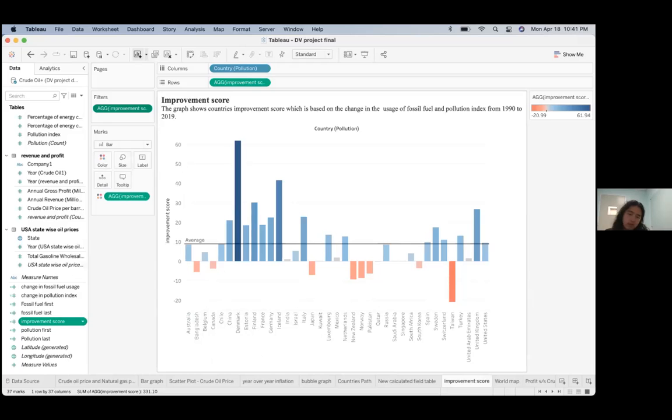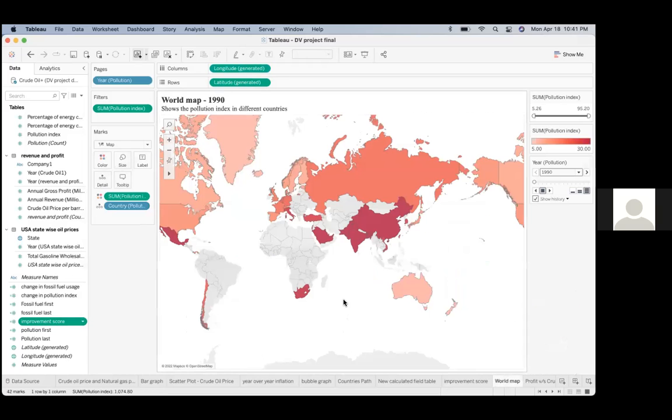Now let's go to our world map. For the world map, we're going to talk about how the pollution index has changed. From 1990 to 2020, we can see that the darker the color, the more pollution. We can see pollution is increasing. Next.